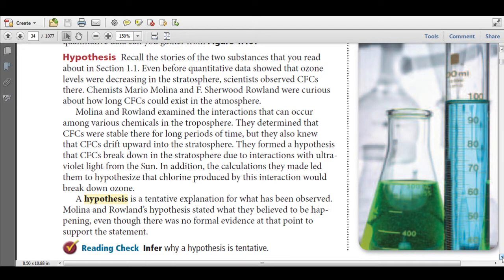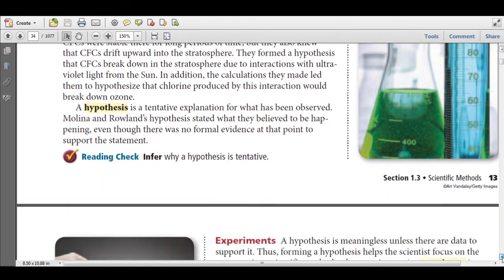In addition, the calculations they made led to the hypothesis that chlorine produced by this interaction would break down the ozone.